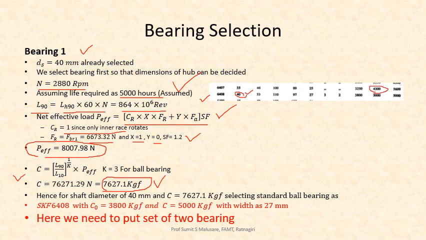So now what we have to do, instead of putting a single bearing, we have to put a set of two bearings of the type SKF 6408, so that the overall capacity may be greater than the required value. The required capacity is 7627, and we have the capacity of 5000 kg. So we have to provide a set of two bearings of SKF 6408 whose dynamic load carrying capacity available is 5000 kg. Okay, this is all about the bearing selection for set number 1.